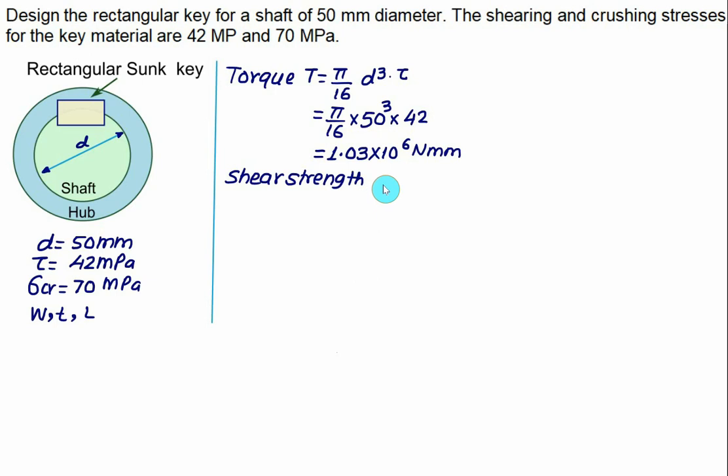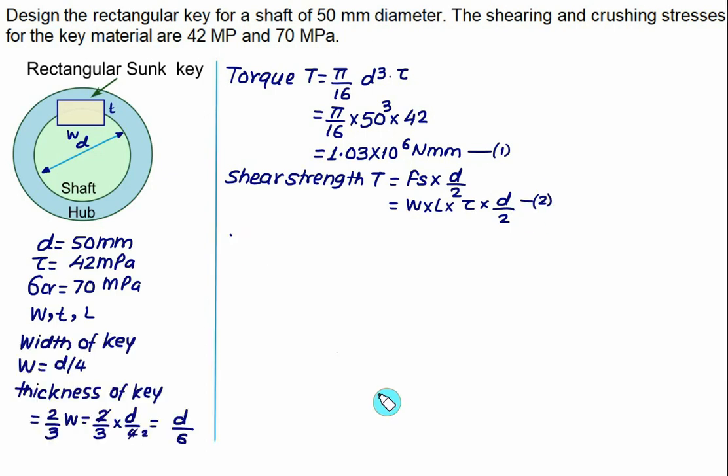And the torque T we can calculate as the shear force multiplied by diameter divided by 2. We have shear area is the area of the top, that equal to width multiplied by length. This one is same as the thickness. So we have W multiplied by L multiplied by tau multiplied by D by 2. So equate equation 1 with 2 to find out the length of key.